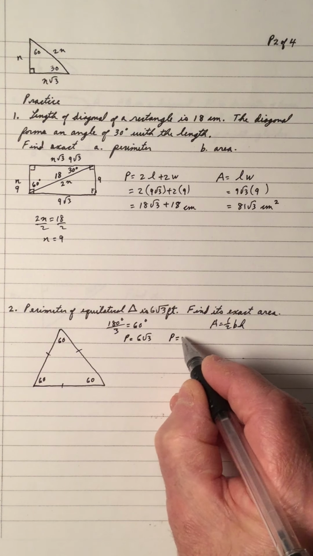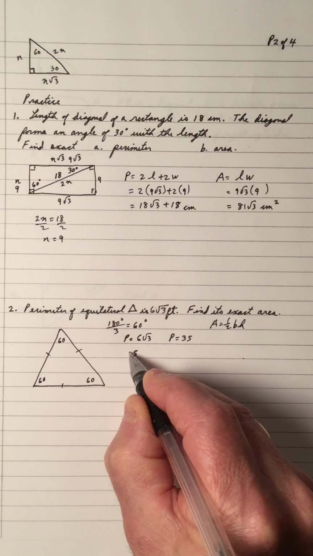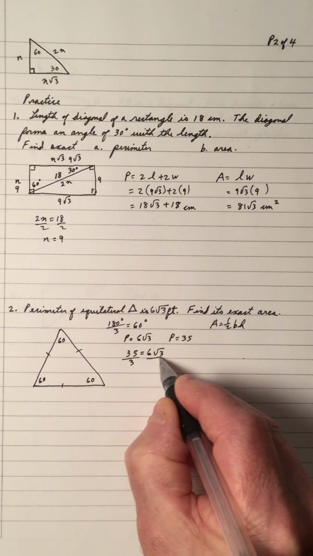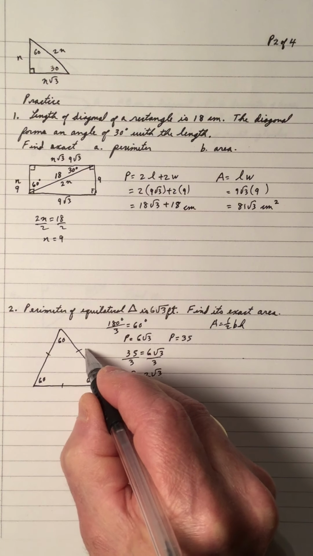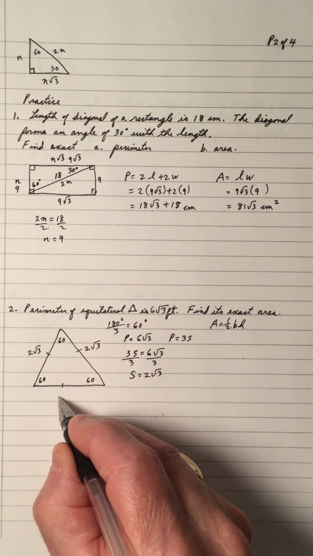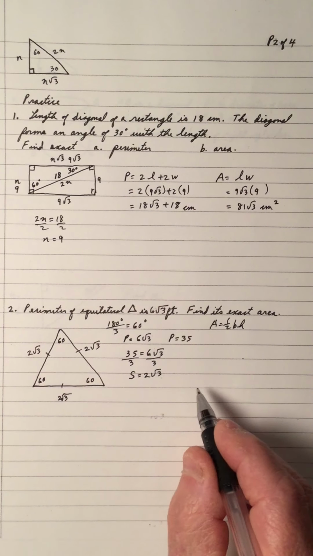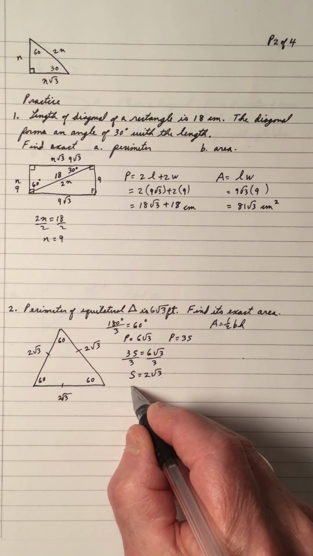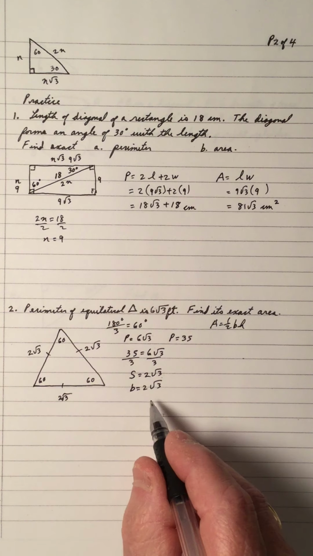But the perimeter of an equilateral triangle is 3s. So 3s equals 6 root 3. Divide by 3, and the side s is 2 root 3. So this side is 2 root 3, this side is 2 root 3, and this side is 2 root 3. Now we have the side, which is the base of the triangle, so this side here is the base.